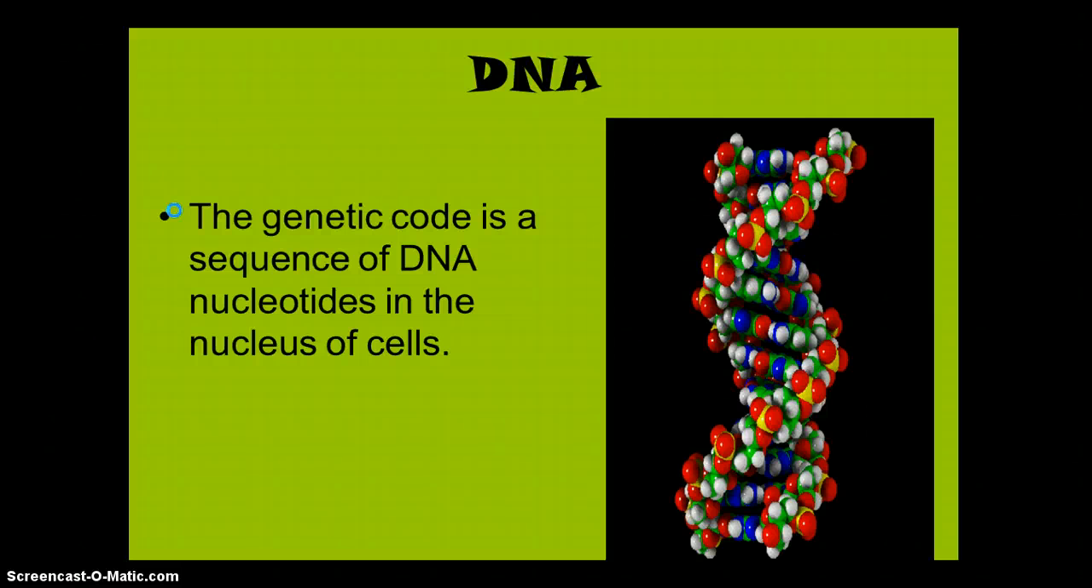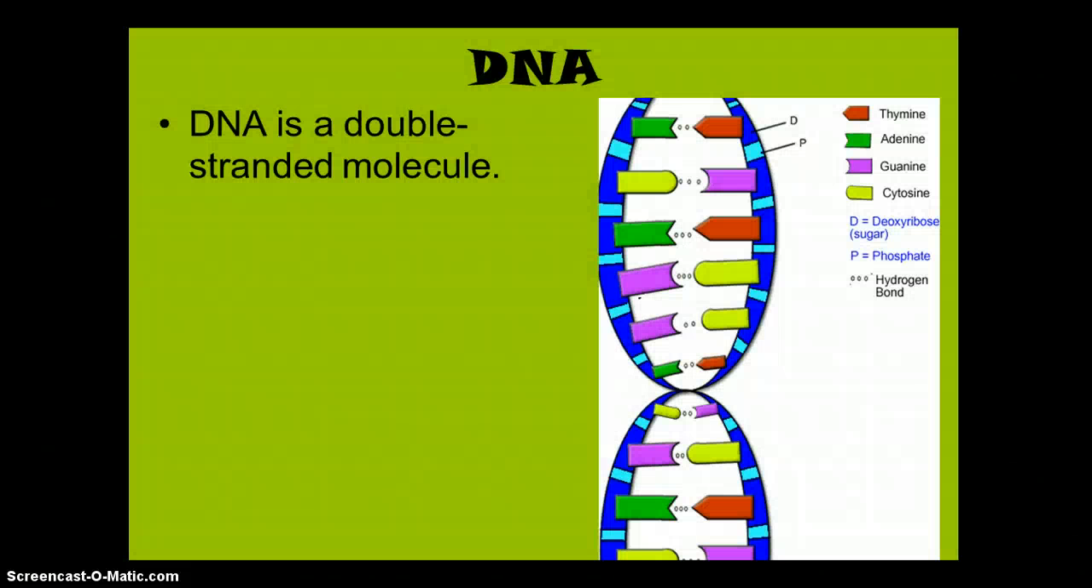DNA is the genetic code, the sequence of DNA nucleotides in the nucleus of the cells. And pretty much what that says is just what I was talking to you about genes, okay? We pass genes on to our offspring. Parents pass them to offspring. And these genes are actually made up of sequences of nucleotides. So we have different sequences of nucleotides, and those different sequences are going to control whether we get blue eyes or green eyes or brown eyes, just the different sequences of DNA.